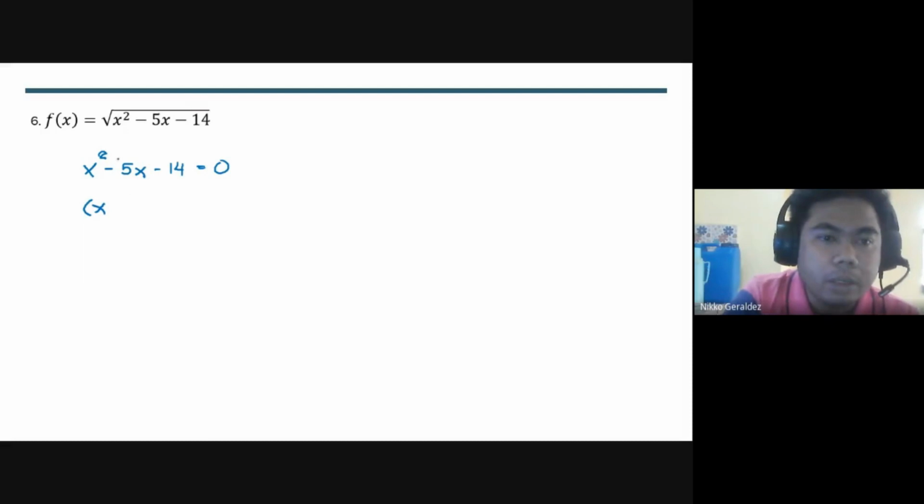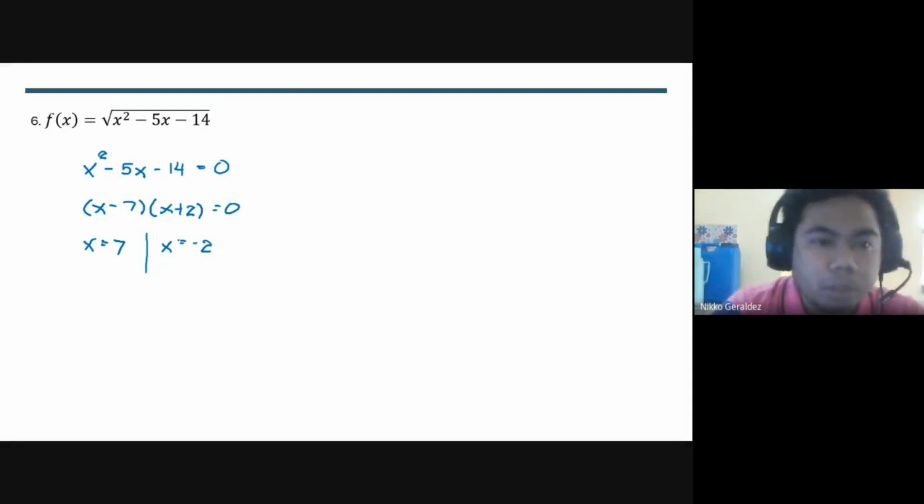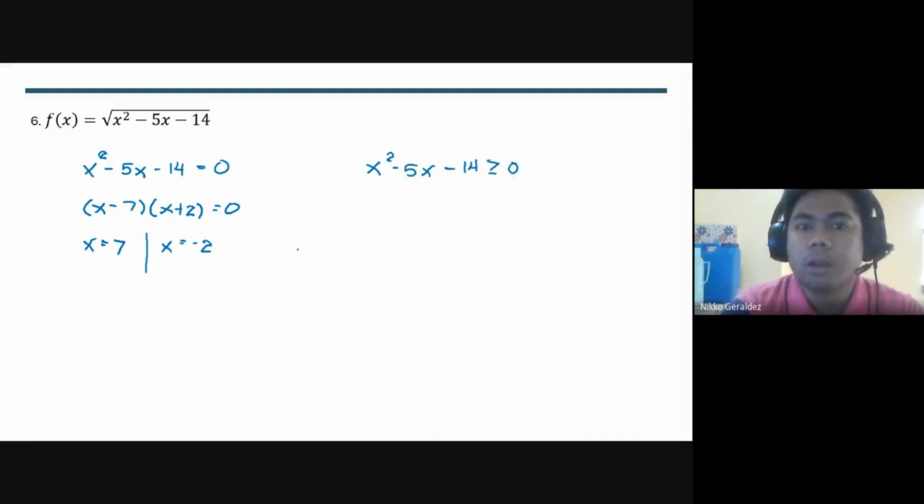By factoring, that is x minus 7 times x plus 2 equal to 0. Solve for x. So, x equal to positive 7, then x equal to negative 2. So, you have two values, 7 and negative 2. Then, let us make the inequality: x squared minus 5x minus 14 greater than or equal to 0.